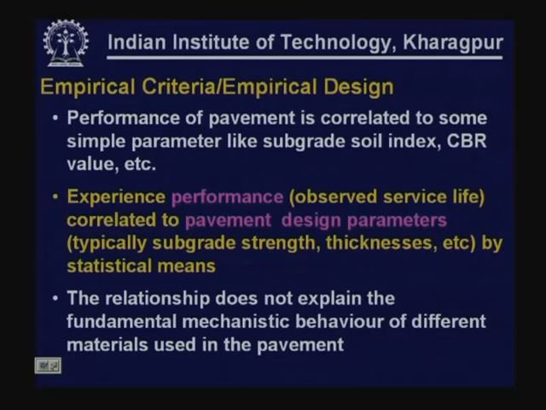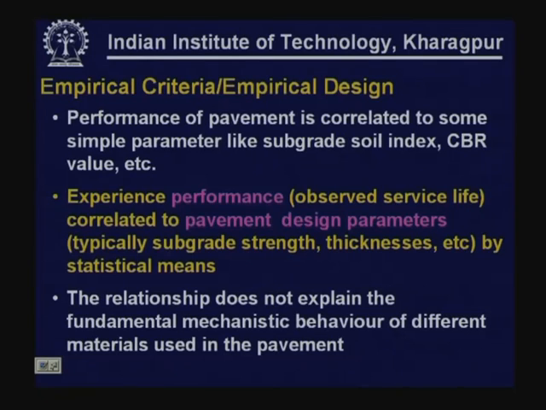Empirical criteria: in this, the performance of the pavement is correlated to some simple parameters like subgrade soil index, plasticity index, liquid limit index, maybe what is the maximum dry density that we can get in a compaction test, California bearing ratio value, some simple parameters that we can get corresponding to subgrade or some other material properties. So, the performance of the pavement is correlated to some of these simple parameters.